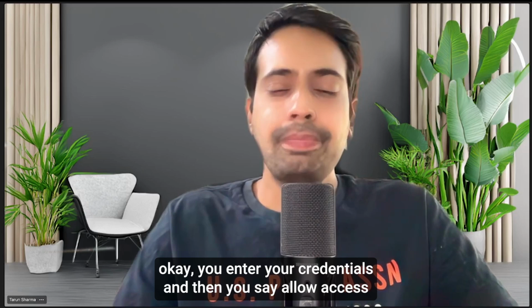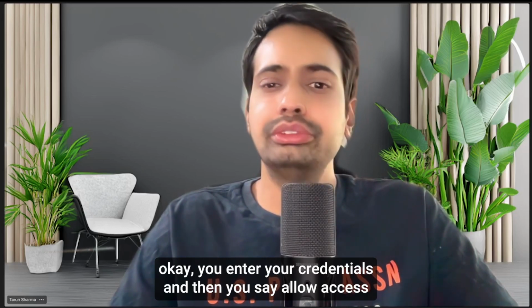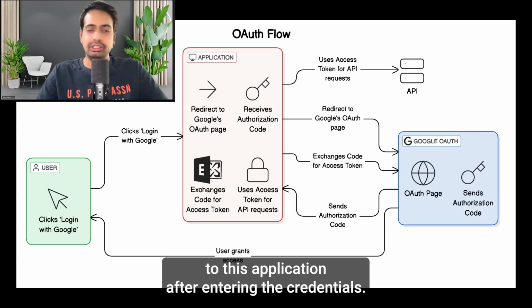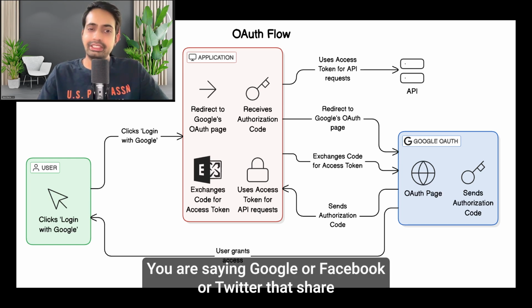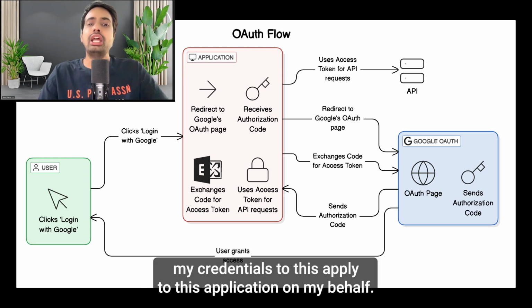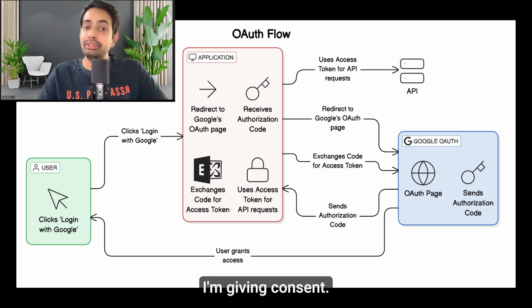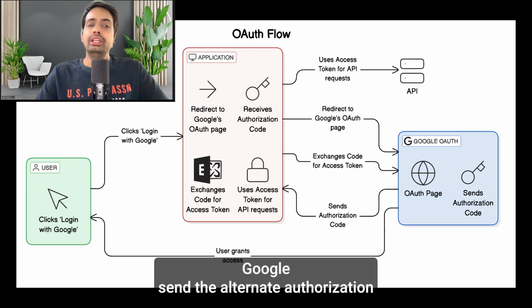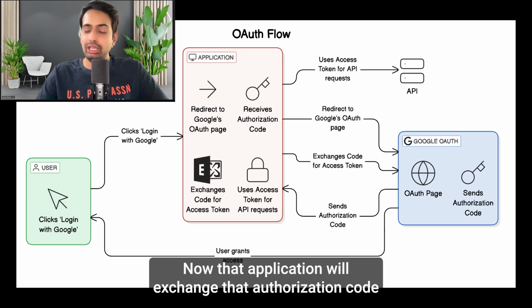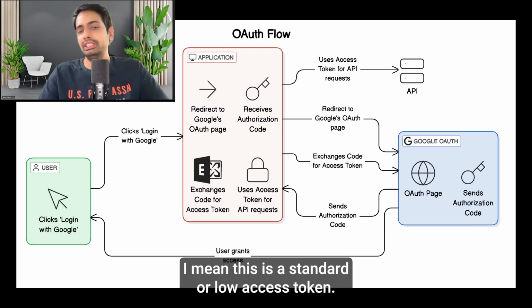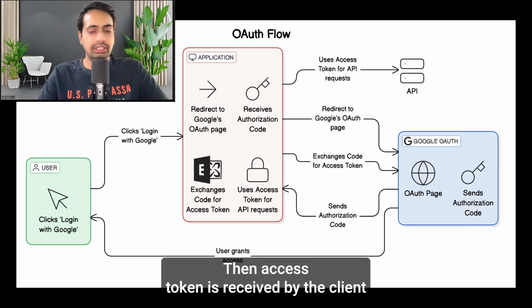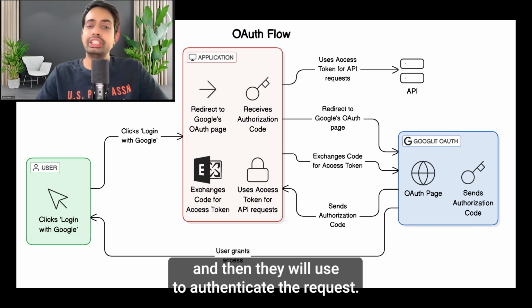There you enter your credentials and then you say allow access to this application. So you are telling Google or Facebook or Twitter to share my credentials with this application on my behalf. I'm giving consent. Google sends the authorization code to the application. Now that application will exchange the authorization code for an access token. This is the standard OAuth flow. The access token is received by the client and then they will use it to authenticate the API requests.